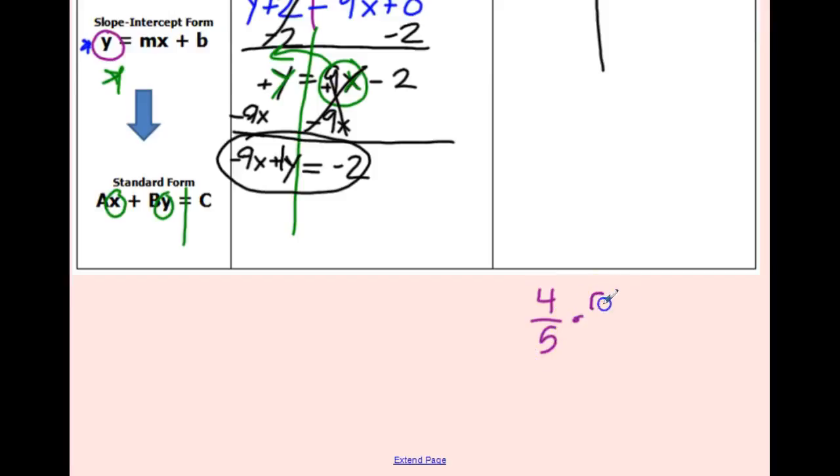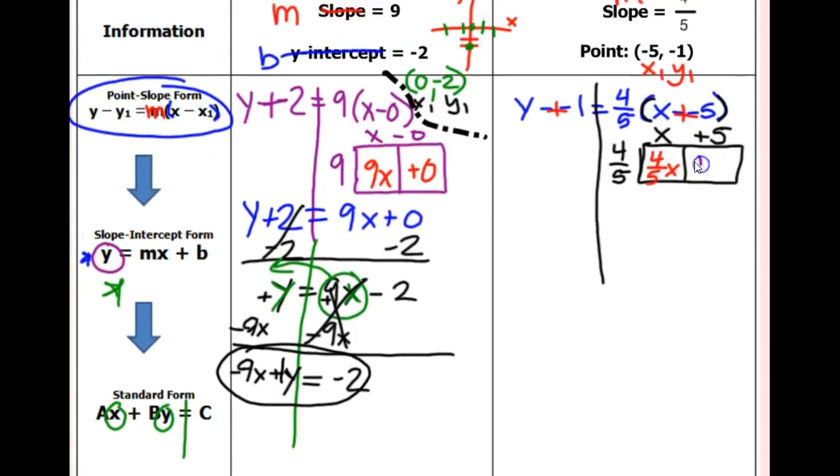4/5 times 5, well 5 is really 5 over 1. So on the top 4 times 5 is 20, and on the bottom 5 times 1 is 5. 20 divided by 5, however, we can also simplify. 20 divided by 5 is 4, because 4 times 5 is 20. So 4 is what should go in here. We got 4. So let's rewrite what we have. y plus 1 equals 4/5 x plus 4.